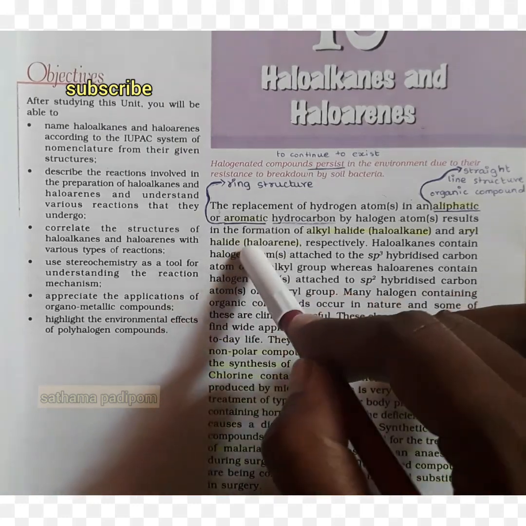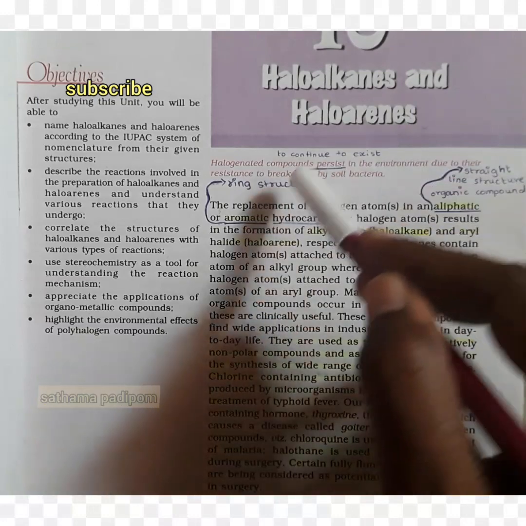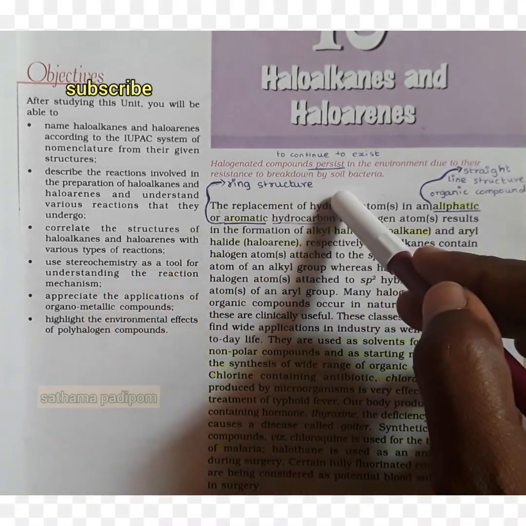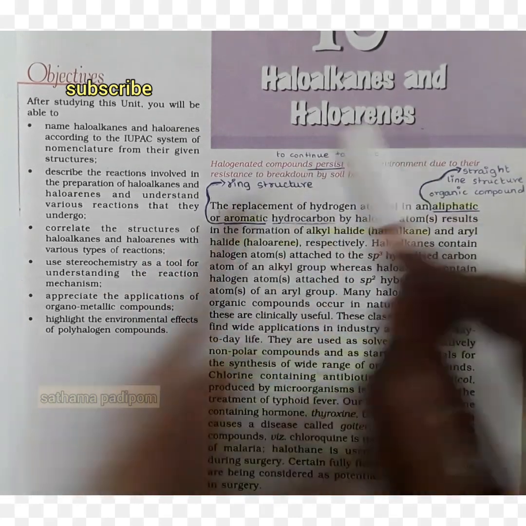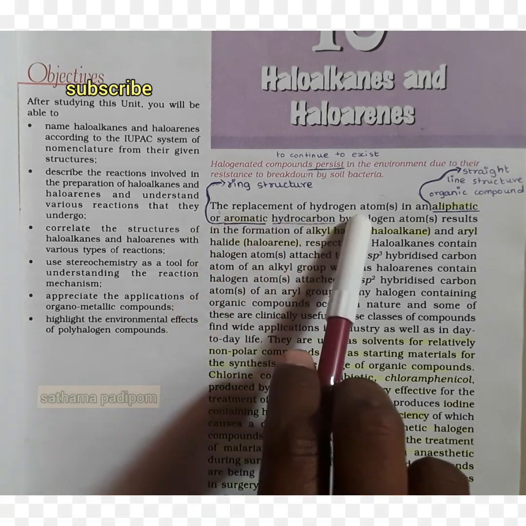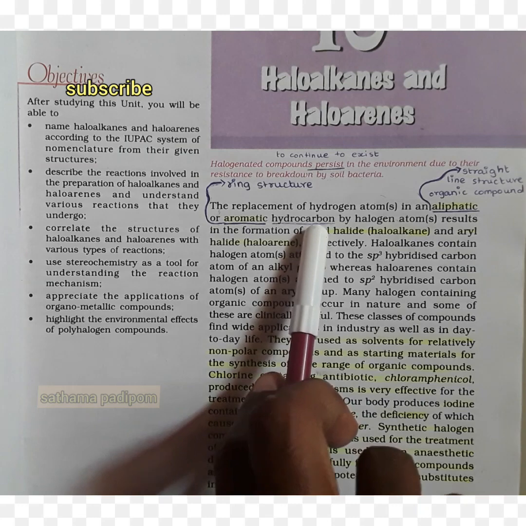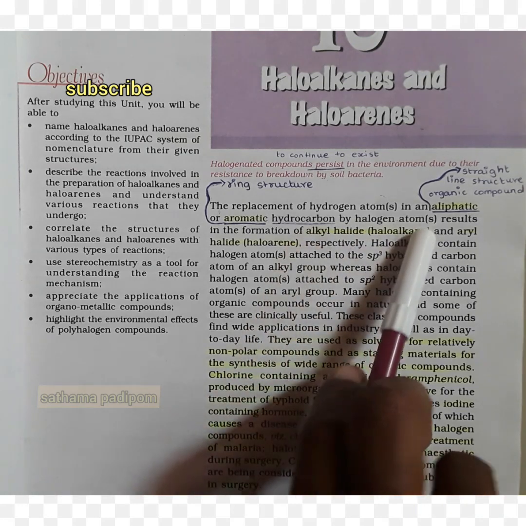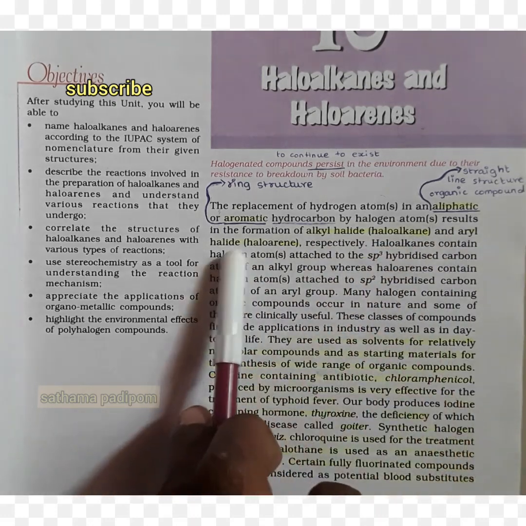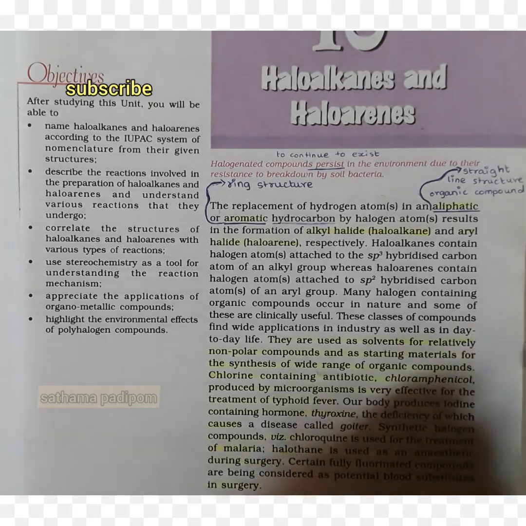So instead of that replaced hydrogen atom, you are going to add one halogen atom. So now ethane changes to ethyl chloride. This is haloalkanes. Okay, so look at that. The replacement of hydrogen atoms in an aliphatic or aromatic hydrocarbon by halogen atoms results in the formation of alkyl halide, haloalkane, and aryl halide, haloarene. Okay, so the structures we will see in the next part.